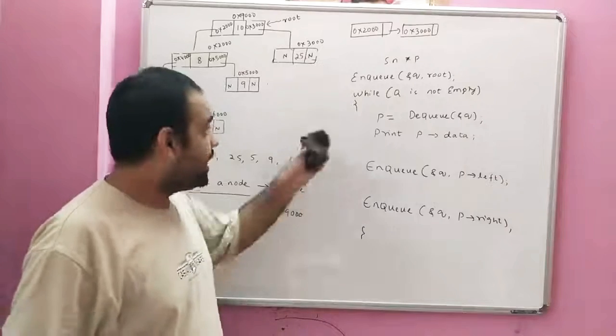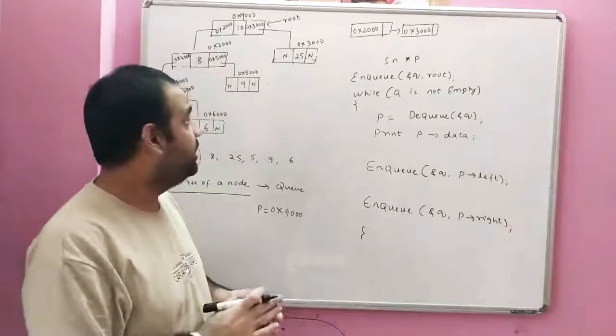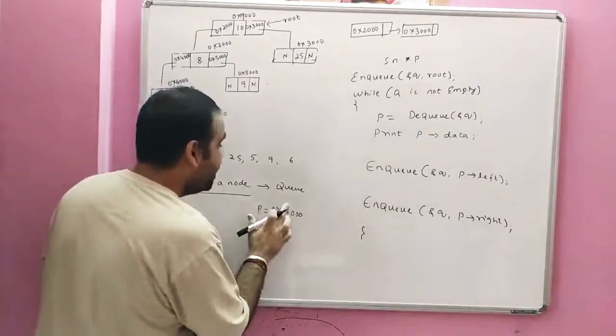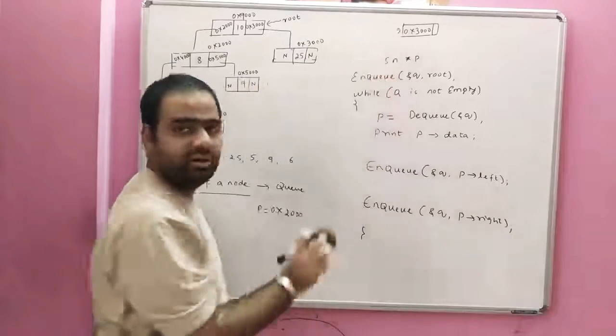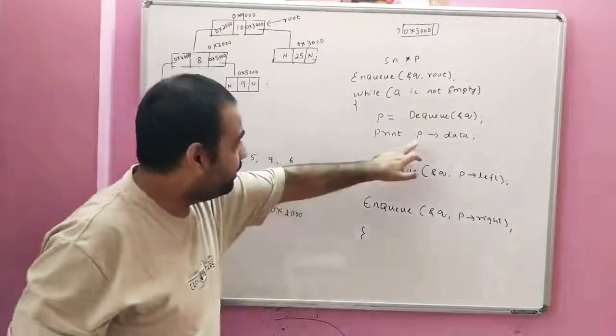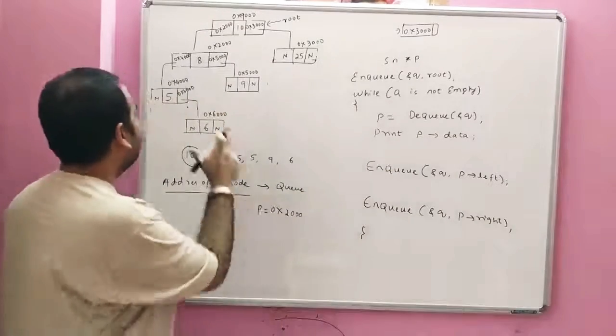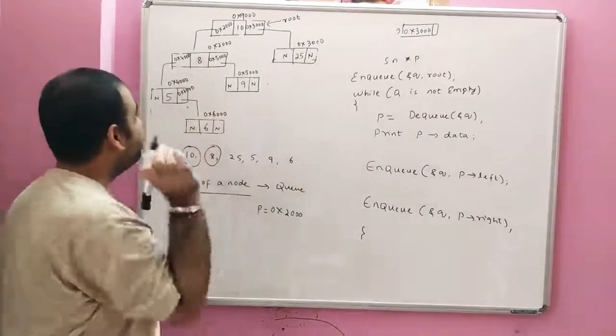Added. Go back again, queue is not empty. Yes, queue is not empty. You say p is equal to dq. And what do you get from the dq? You get this 2000 from the dq. This is being removed. Yes. Now you say printf 2000 arrow data. What is 2000 arrow data? 8. 8 is printed.